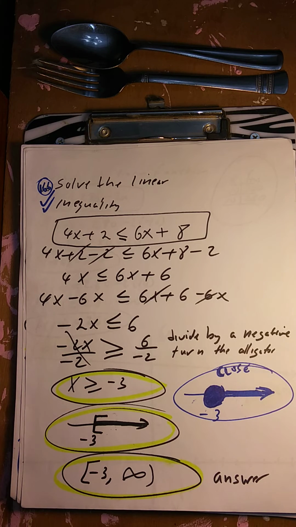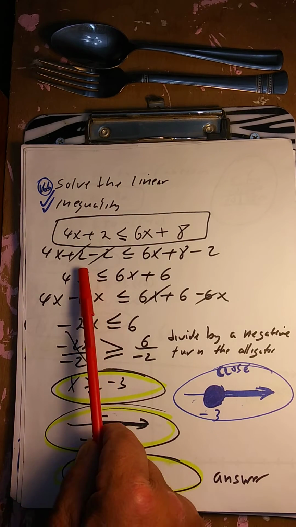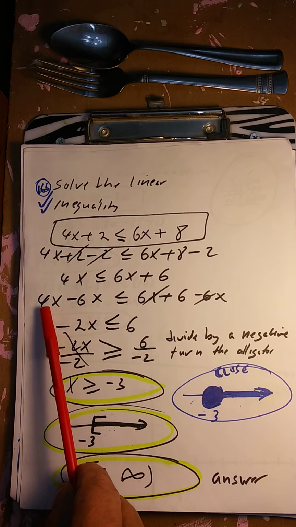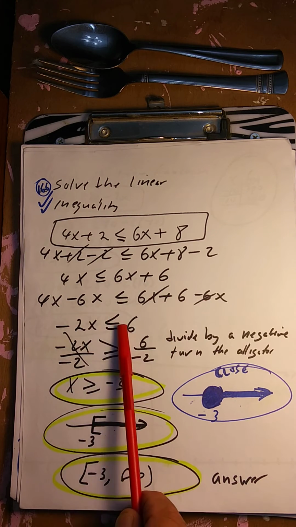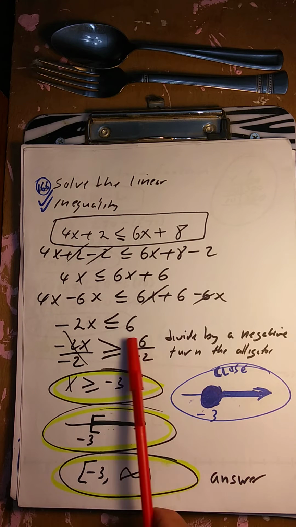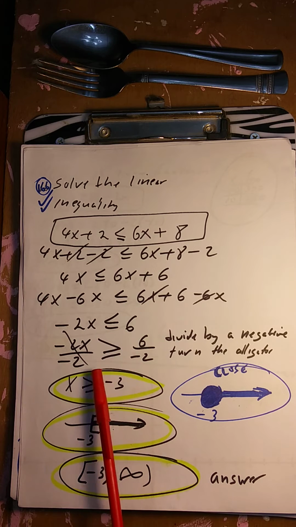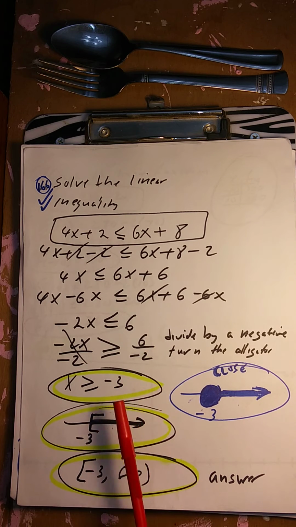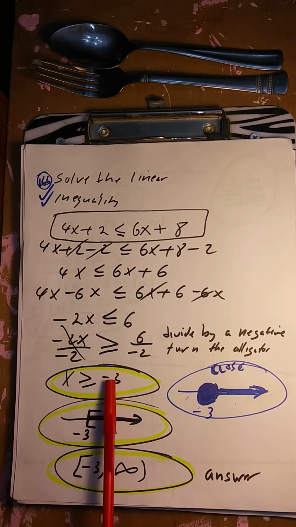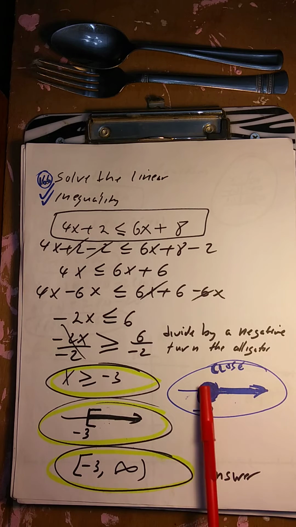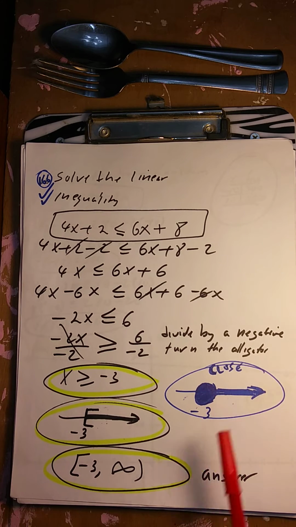Solve the linear inequality again. First thing I'm going to do is subtract 2 from both sides. 4x is less than or equal to 6x plus 6. Subtract 6x, so negative 2x is less than or equal to that. Divide by negative 2, and when you divide by a negative, turn the alligator around, the inequality around. So x is greater than or equal to negative 3, including the negative 3. Shade it in there and go that way.